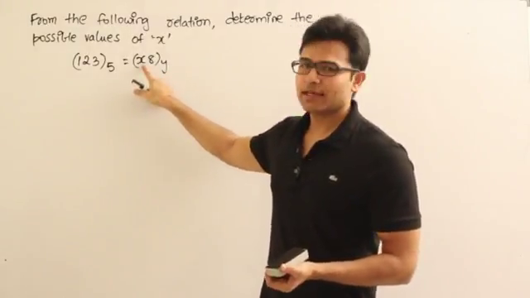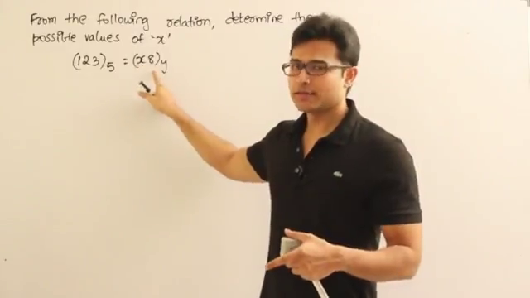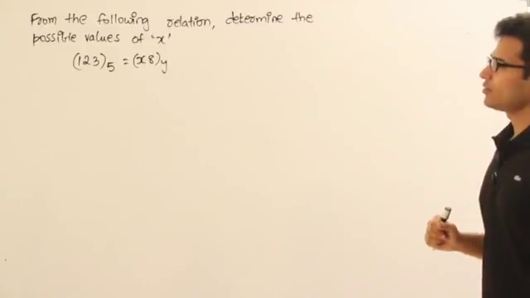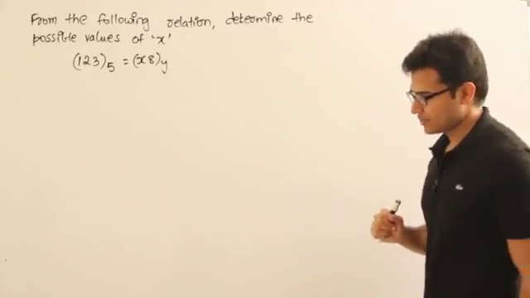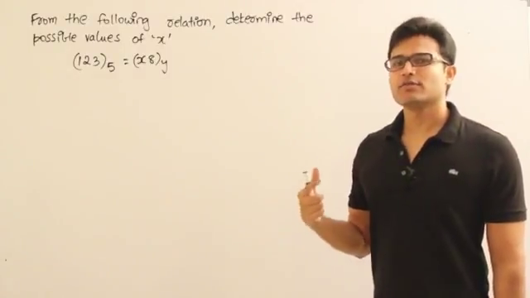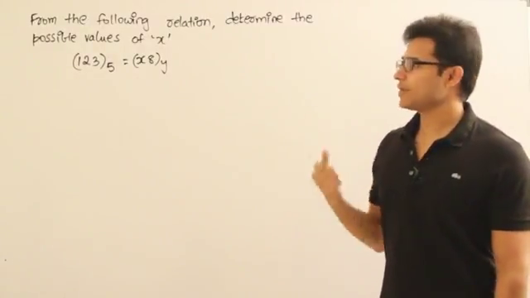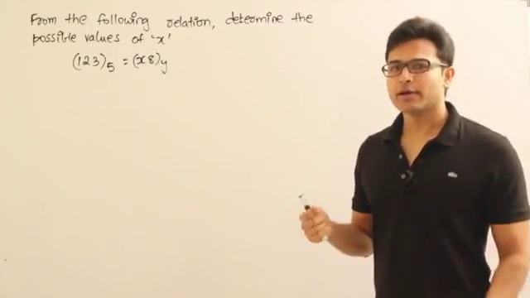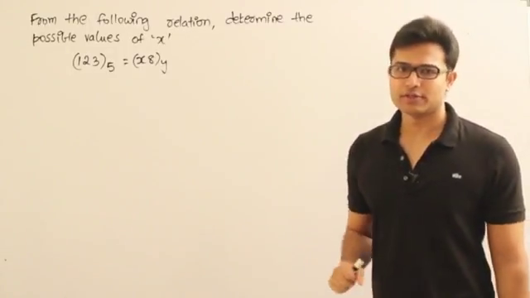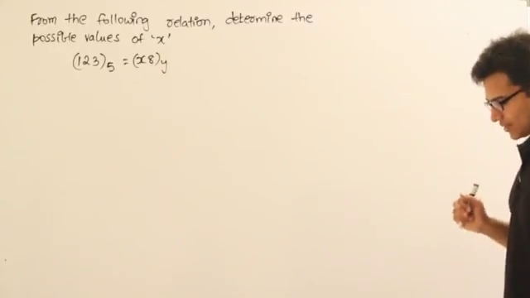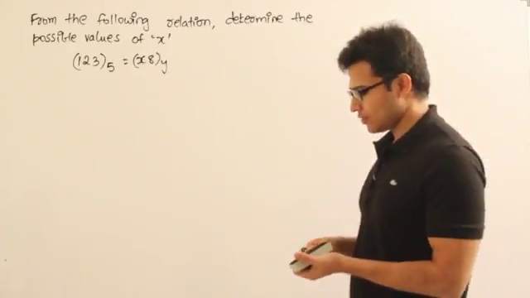And then what is x? X is a digit inside that base, and x is a single digit. So now we are supposed to find the possible values of x. Why are they asking for possible values of x? There can be more than one possibility for the value of x here. The reason is the number of equations that we get might not be sufficient to get a unique solution.